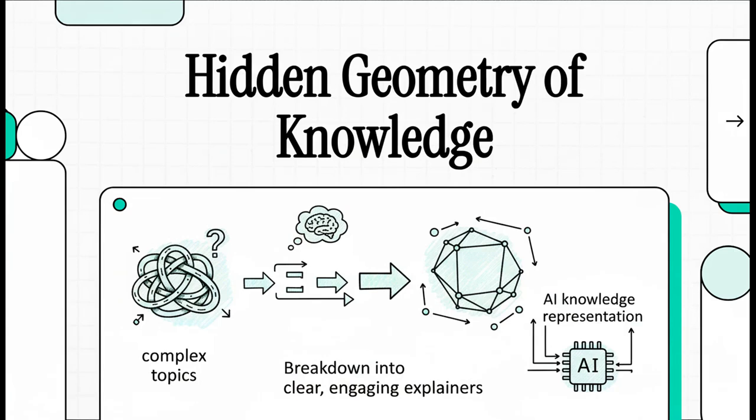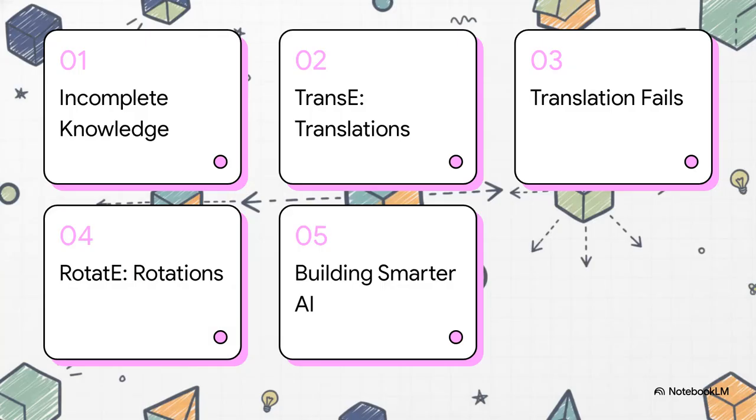Welcome to The Explainer. Today, we're diving into something pretty cool, the hidden geometry behind how AI actually reasons. All right, here's what we're going to cover. First, we'll look at the big problem, the incomplete web of knowledge. Then we'll check out a couple of really clever solutions, one called TransE, and what happens when that simple idea fails. That leads us to RotatE, a more complex rotation. And finally, we'll see how this all fits into building a smarter graph and ultimately a smarter AI.